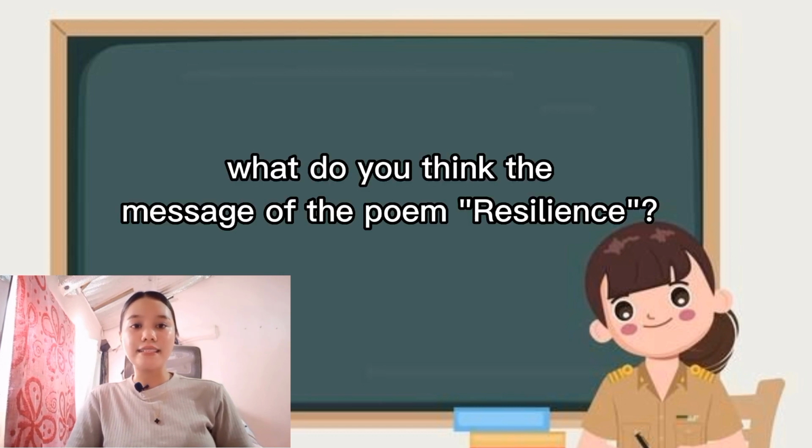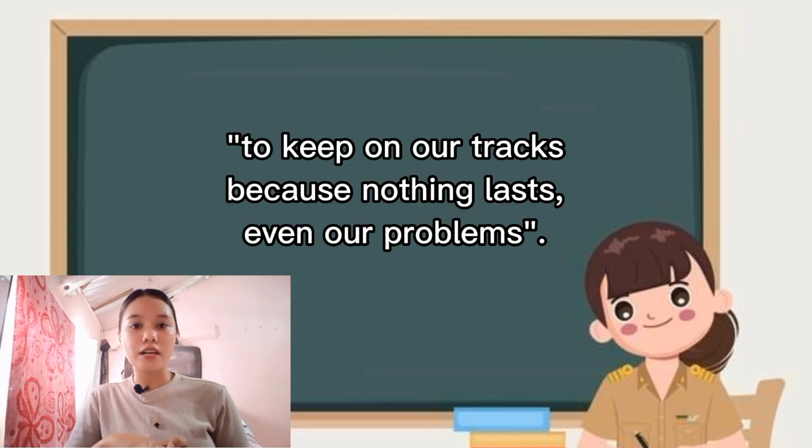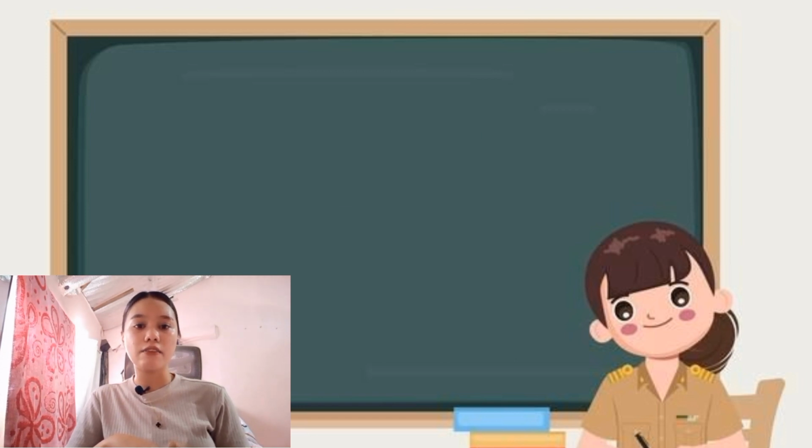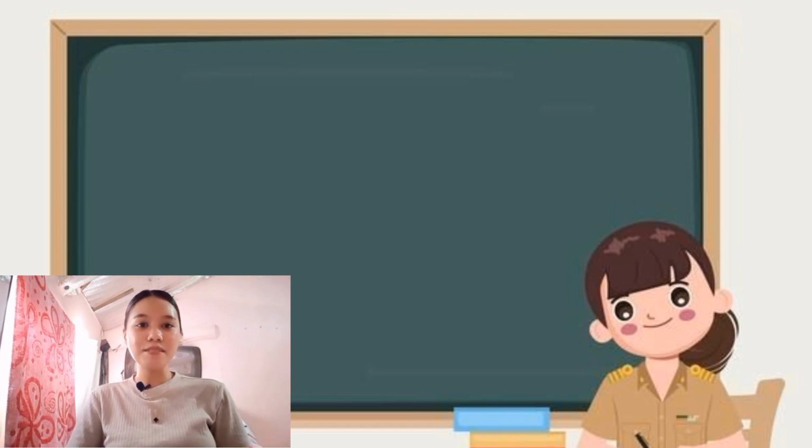Based on our analysis, what do you think is the message of the poem Resilience? Okay, to stay strong, keep fighting, to continue believing in yourself, to stay positive. All of your thoughts are correct, but to be precise, the poem relays to us the message to keep on track because nothing lasts, even our problems. Alright, seems like you have understood the entirety of the poem, but let us dig deeper.